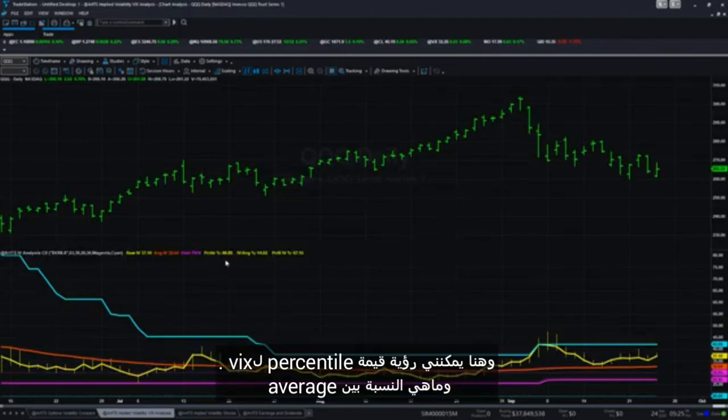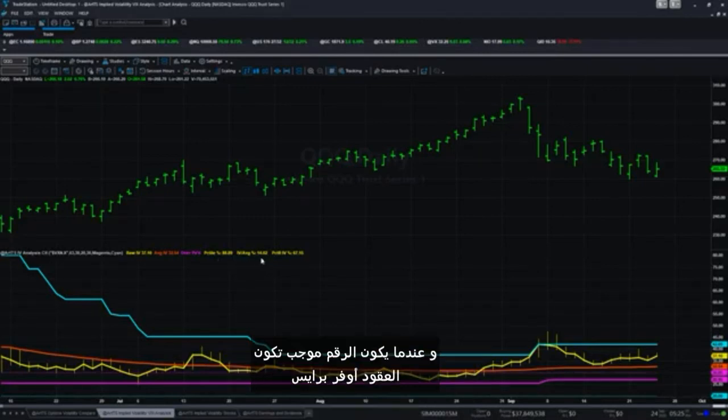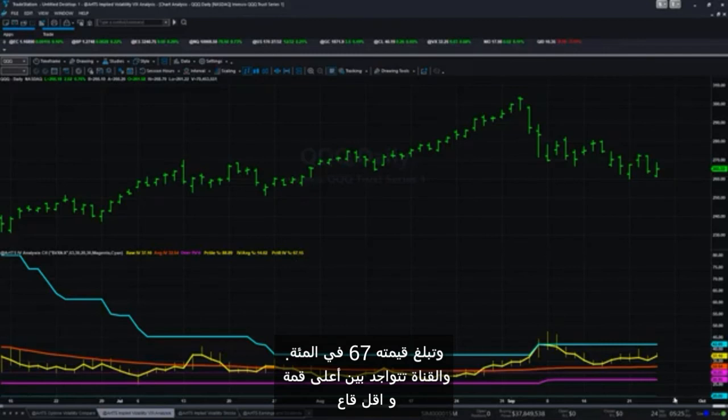And so here I can see what percentile the VIX for the Qs is in. What is that ratio between the average? Remember, when this is a negative number, options are underpriced. When it's a positive number, they're overpriced. It's an important concept there. And then the Williams percent R, where is it in the channel? It's at the 67% point of the channel. That channel being the high and low here.